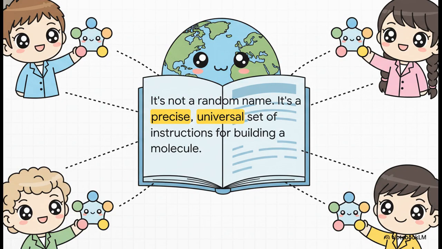So you see, it's not a random string of syllables at all. That name is a precise, logical, and totally universal set of instructions. Any chemist, anywhere on the planet, can read that name and draw the exact same molecule we started with. That's the real power of this system.